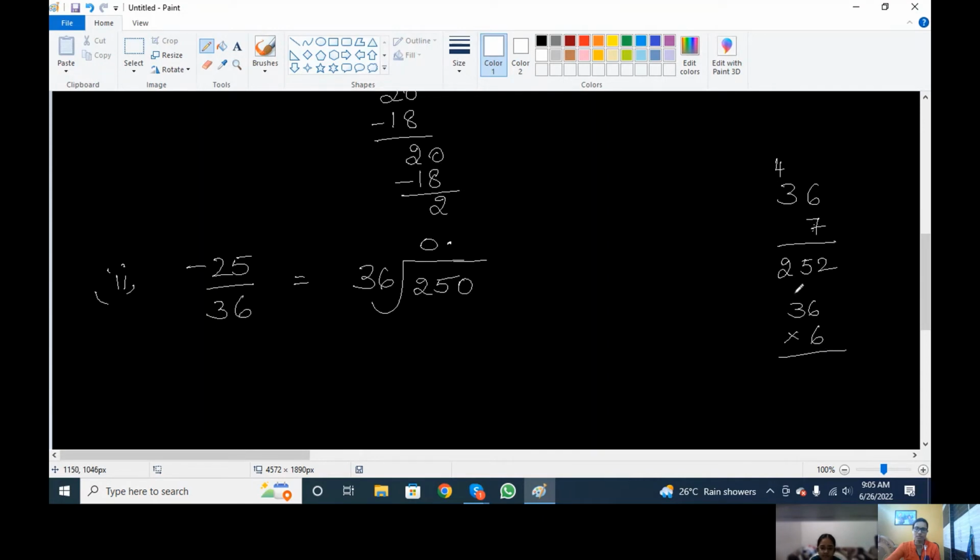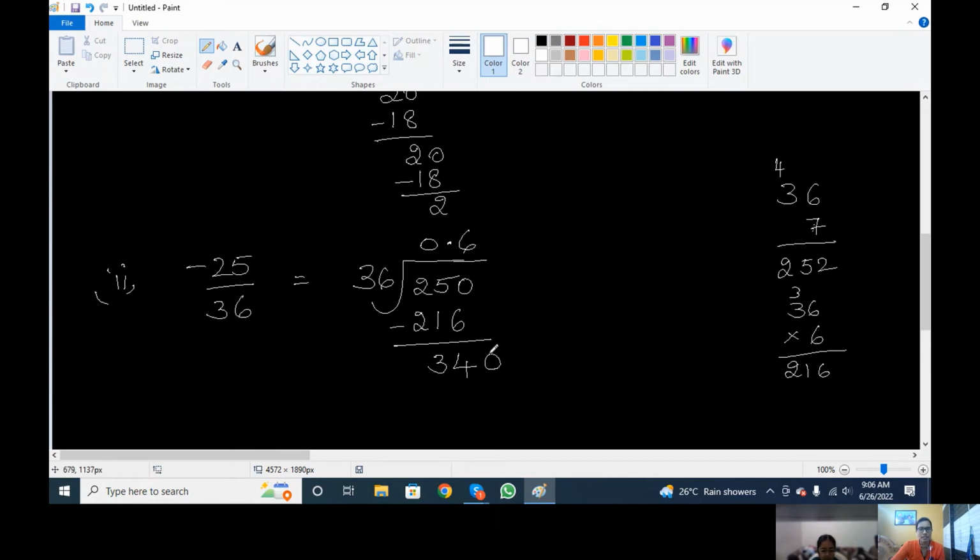6 6s are 36, 6 3s are 18, 18 plus 3 is 21. So 216. Okay. 10 minus 6 gives you 4, and here it is a 4, 4 minus 1 is a 3. Right? So 34 is the remainder.